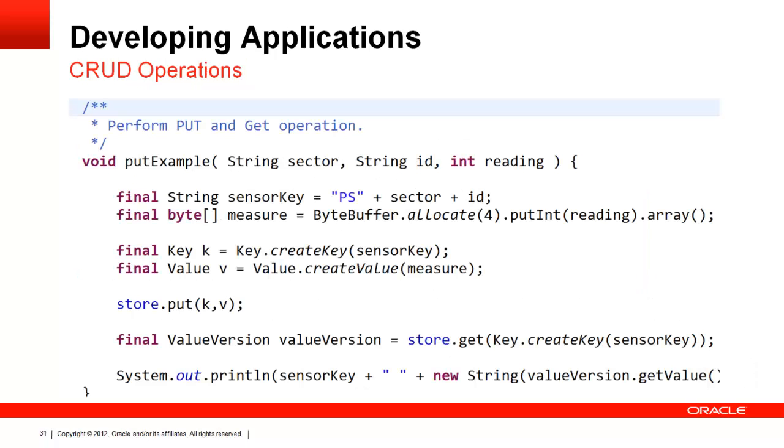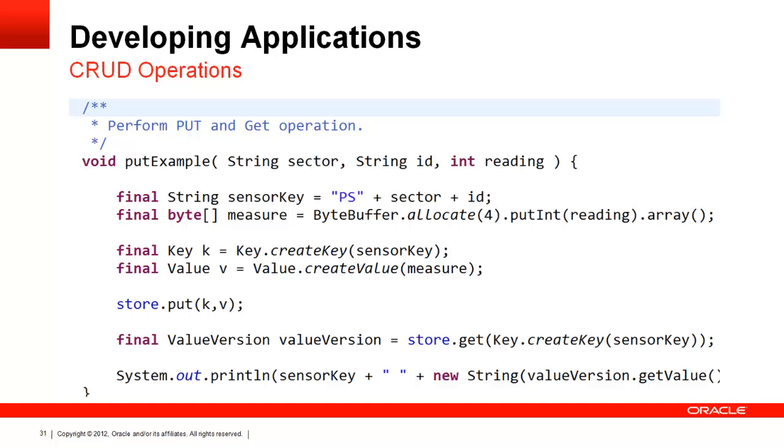Okay. So here's some basic code. This is a put example just to show you the kind of thing that you have to do. So here you can see that we're passing in a sector and an ID associated with the sensor, right? So we are constructing a key, which is that first PS part, plus a sector.